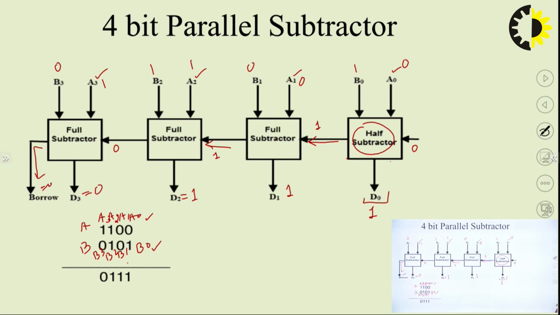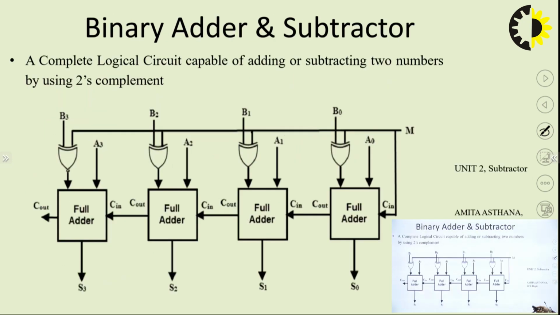So here I can see how we can perform the subtraction using 4-bit numbers, and for this we can use 4 full subtractor circuits, or 3 full subtractor circuits with 1 half subtractor. So there are 2 options we are having.